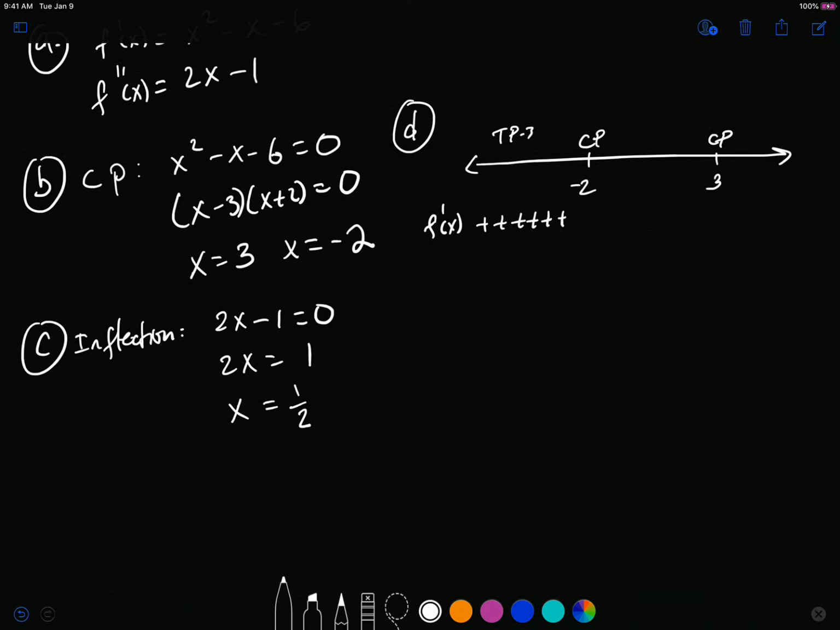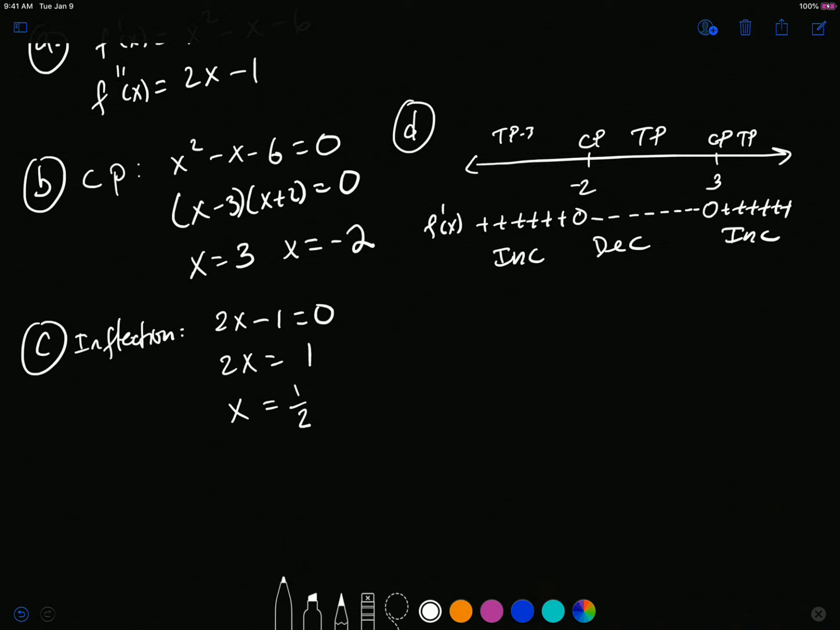When I plug in -2, it's 0. If I take a test point between here, say for example the number 0, the answer is negative. And then after this point, it is 0. And then again, the third test point, the graph is increasing, getting larger and larger and larger. So that tells me that the graph is increasing, followed by decreasing, followed by increasing once again.